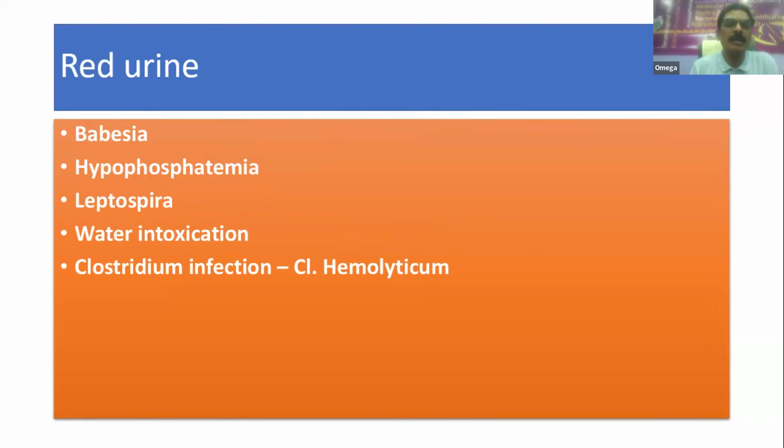Now red urine. Whenever there is red urine, again we have to go for blood sample examination. That may be because of babesia, hypophosphatemia, leptospirosis, and sometimes water intoxication. If the growing animals consume more water, in that case also there is a change in the colloidal osmotic pressure and RBCs rupture, and that may lead to red urine in sheep and goat. Then clostridial infection like Clostridium haemolyticum also leads to red urine. In that case also we have to go for blood sample examination, and along with that we should go for urine sample examination too.